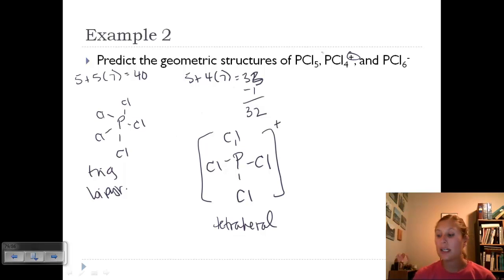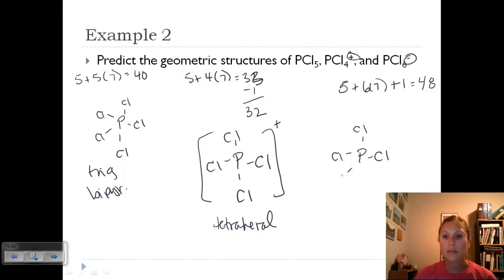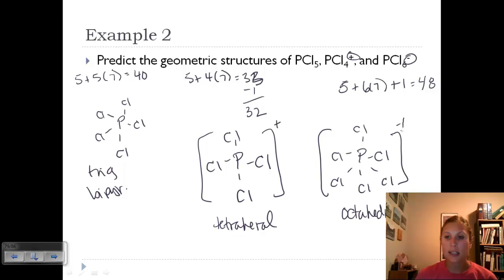And then if we look at PCl6 minus, we know we have 5 from phosphorus, plus 6 from chlorine, plus 1 because of that negative, and that should give us 48. And so we have phosphorus and then 6 chlorines. Oop, I didn't space those very well. And so because we have 6 bonds and no lone pairs, this is what's called octahedral. Brackets and then the charge.